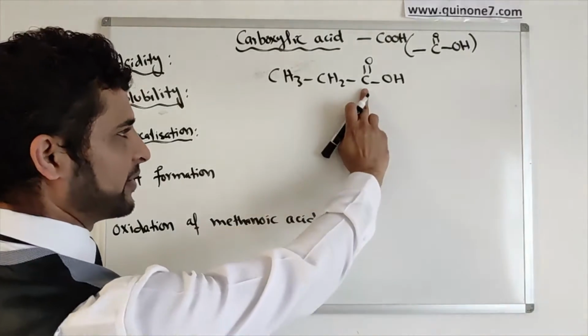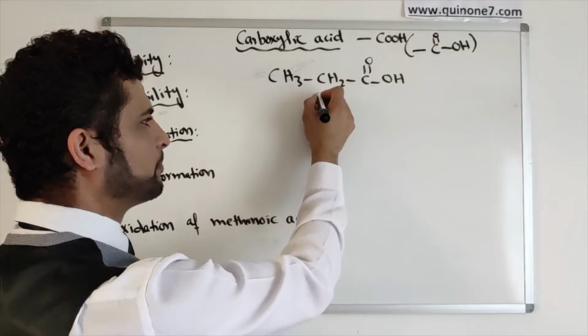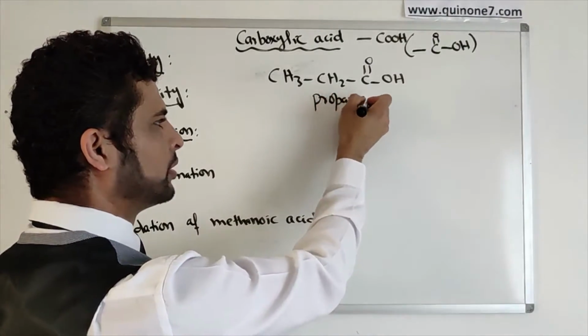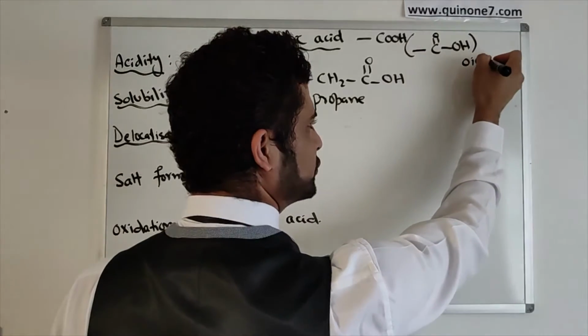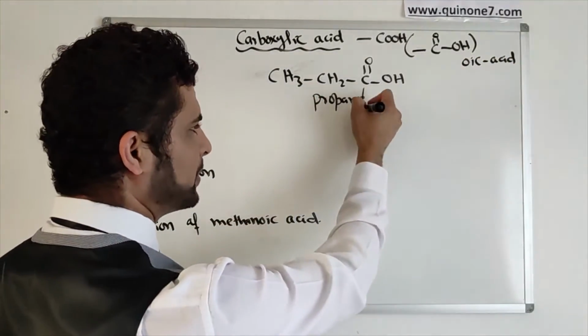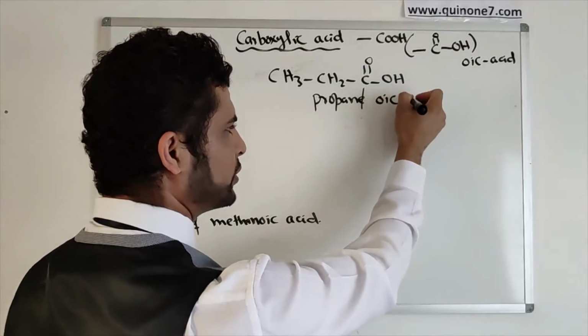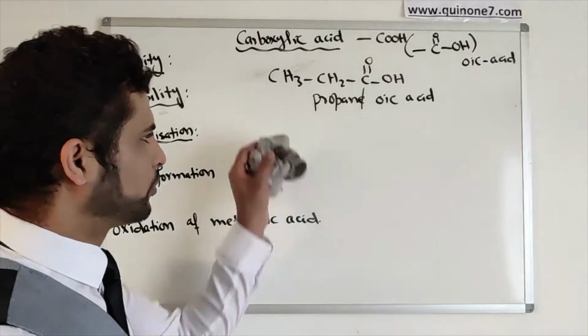You start the numbering from the carboxylic group: 1, 2, 3. The parent name will be propane, and because you have the carboxylic group, you have to replace the E with oic acid. So propane oic acid, or propanoic acid.